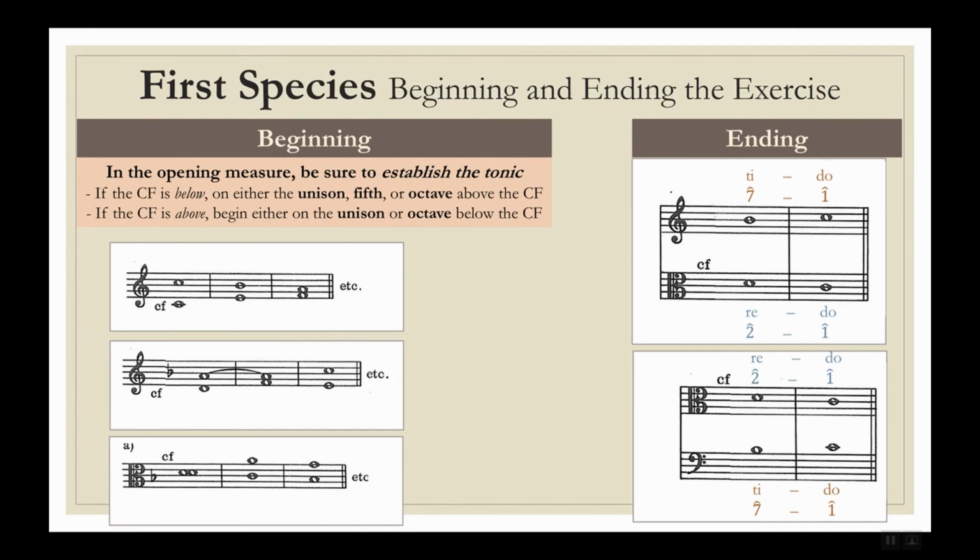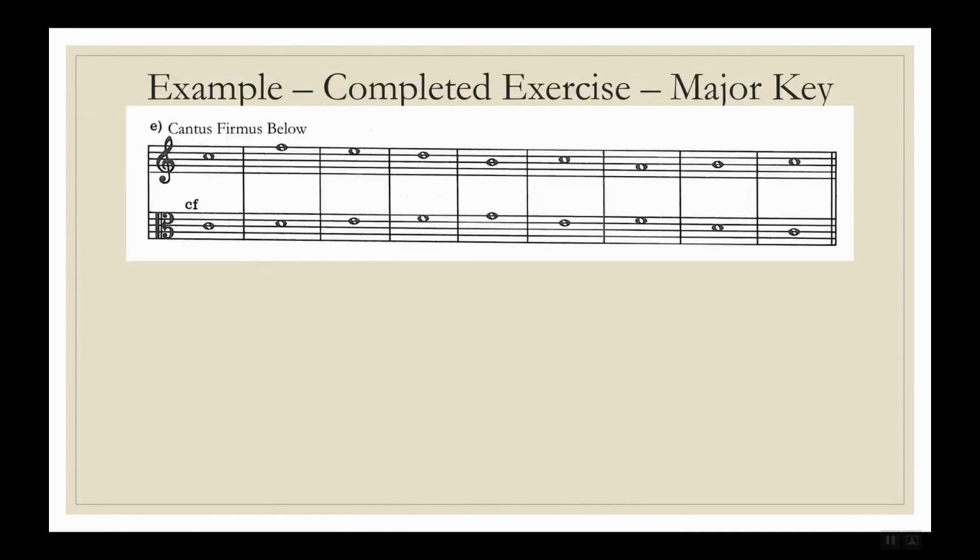So just to summarize, your Cantus Firmus is always ending re, do, 2, 1. If you're in major, and therefore your counterpoint voice should always go ti, do, 7, 1. If you're in minor, it wouldn't be re, do, it would be ti, la. And in minor, it won't be ti, do, that's 7, 1, it'll be si, la. We will see an example of that.